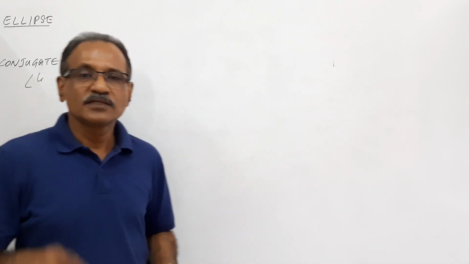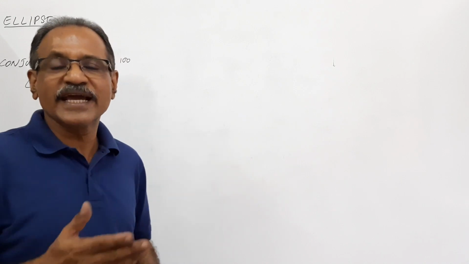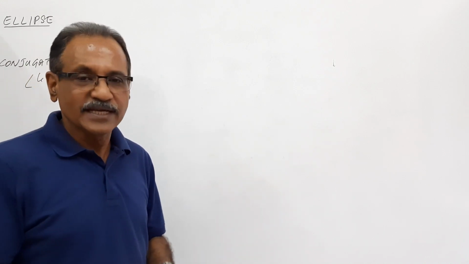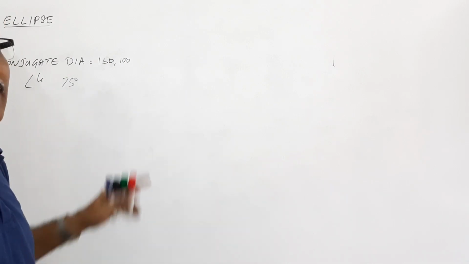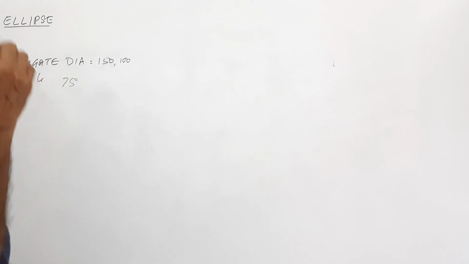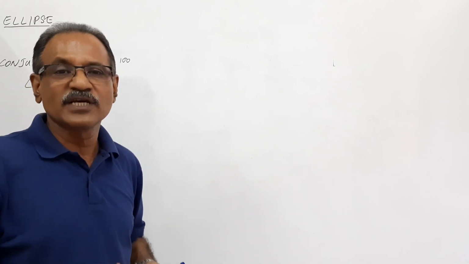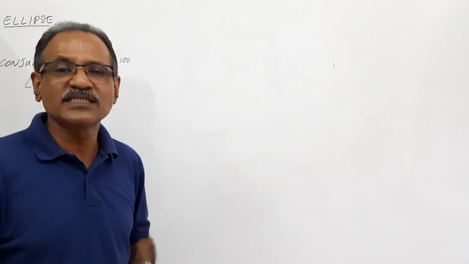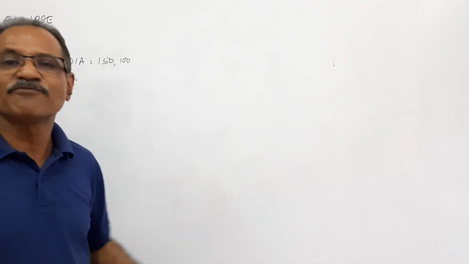Hi students, in this video we are going to draw an ellipse given conjugate diameters and included angle. The question says conjugate diameters of an ellipse are 150 mm and 100 mm respectively, and the included angle is 75 degrees. You are asked to draw an ellipse contained within the conjugate diameters, and to draw the major and minor axis, and to locate the foci and all those things.